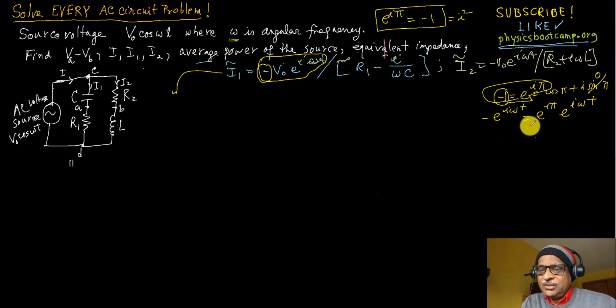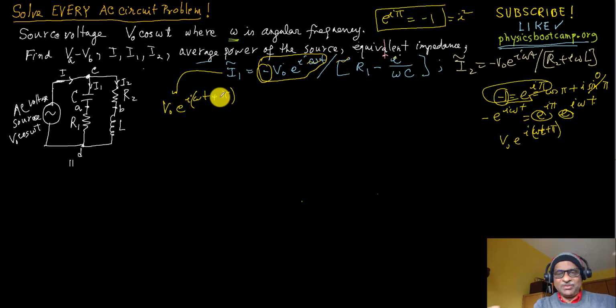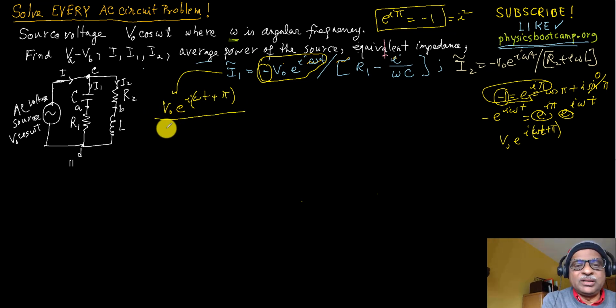Which of course is equal to i squared. So you can write this guy simply as v0 e to the power i omega t plus pi, because the exponents add since you have e on both. e is the regular e. So we can write this as v0 e to the power i omega t plus pi. I hope I didn't make a negative sign error. Sometimes I make negative sign errors and it's going to be trouble. So the denominator is R1 minus i over omega C.